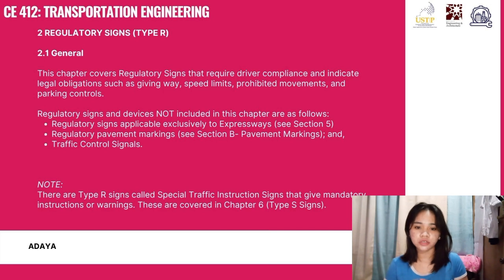And then the second one is the regulatory pavement marking. These are markings painted on the road that tell drivers what to do, like stop lines or lane use arrows. And they are covered in section B, pavement markings. And then the third one, traffic lights. So this is also known as the traffic control signals. They have their own section also. And then note, there are type R signs called special traffic instruction signs that give mandatory instructions or warnings. So these are covered in chapter 6, which is type S signs.